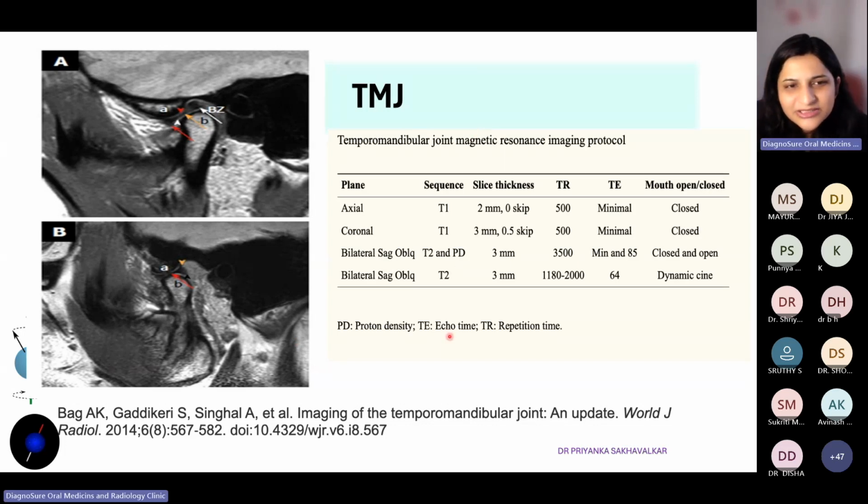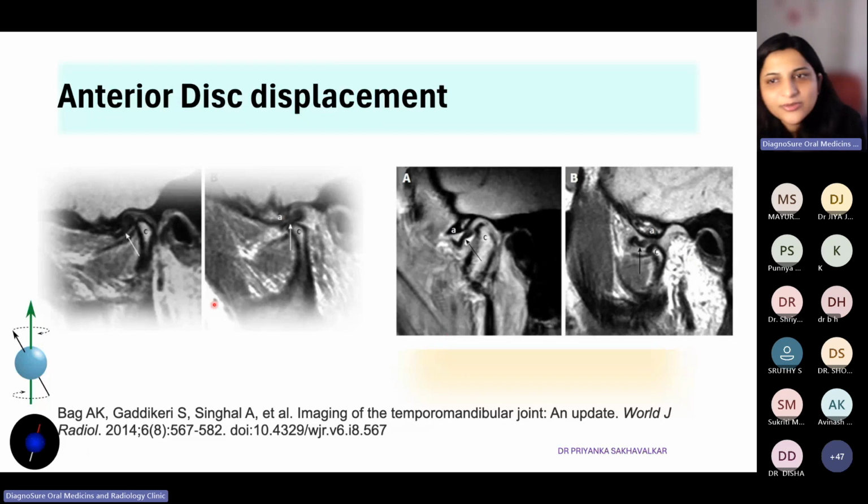Proton density image is also used for TMJ imaging. Now coming to pathology, anterior disc displacement with reduction and without reduction. So we have two different types of anterior disc displacement. One is where the patient's disc moves back to its original position, and the other where it does not move back.